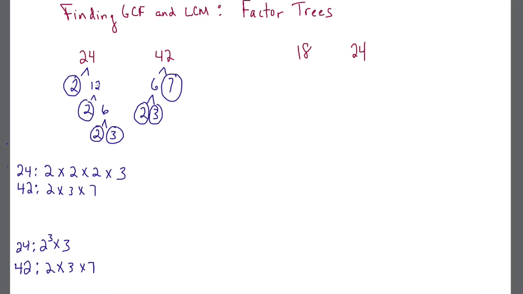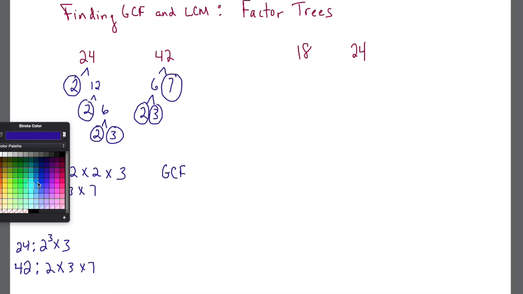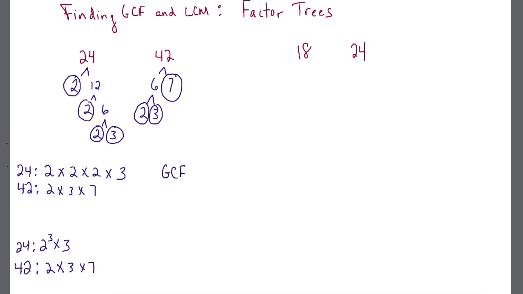Okay? Now, first things first, let's find the GCF. So the GCF, I'm going to find that by basically making pairs. Now, if you look here, I have two different rows of numbers. So in this first row, I'm going to start with this 2. I can match this 2 up with the 2 from the 42. All right? Those are a match.